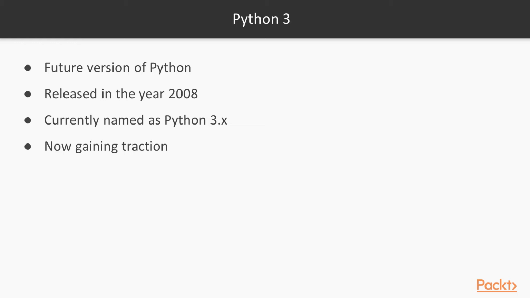So it was released in the year 2008 and is currently named as Python 3.x. Now, at the time of this recording, the latest version of Python 3.x is Python 3.7. Please bear in mind that this x will always increase with years and it will bring in more features, more functionality, and ease of use.